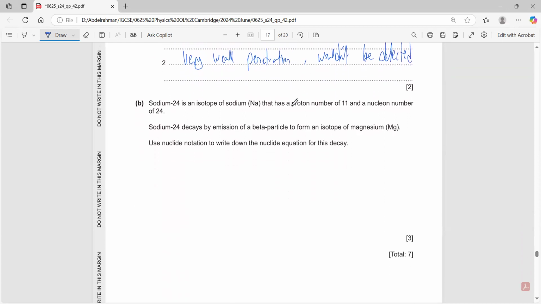Sodium 24 is an isotope, has a proton number of 11, nucleon number of 24. It decays by beta into magnesium. Can I write down the decay? Yes. Sodium-24, 11, produces magnesium and beta. We know that the beta is 0 and -1. Therefore, the magnesium will be 24 and 12. Why? Because -1 plus 12 is 11.